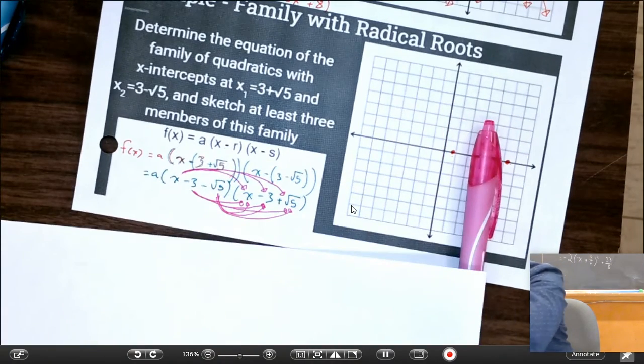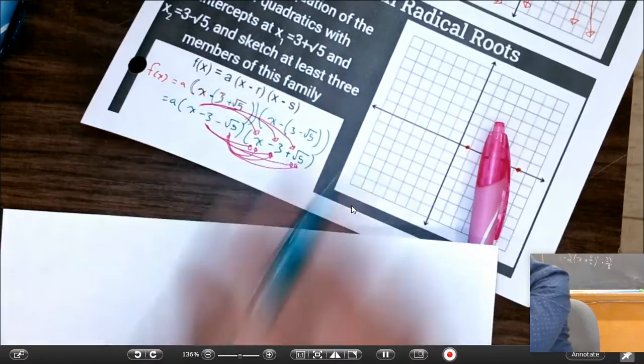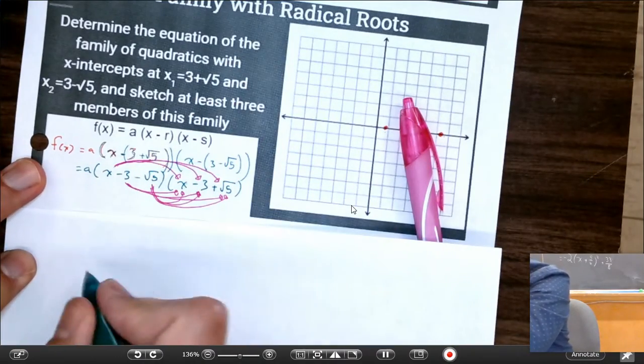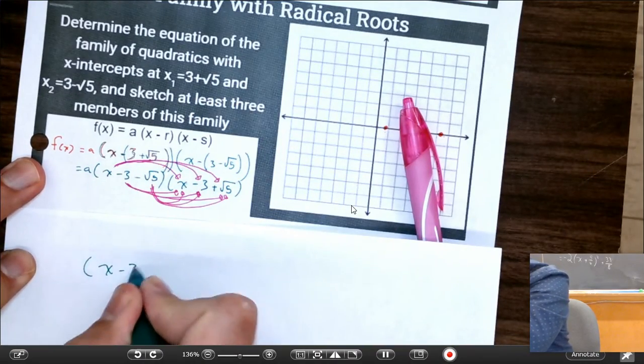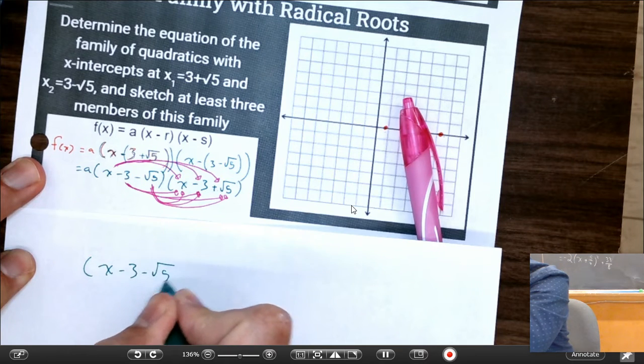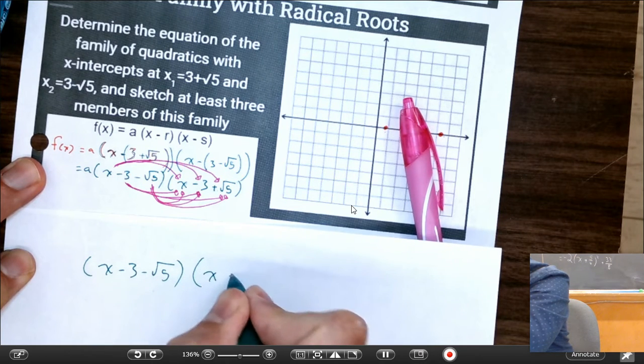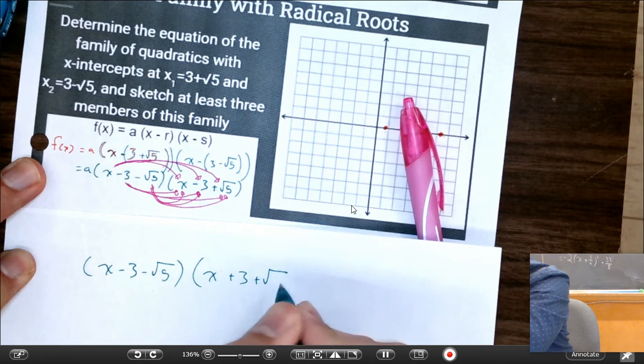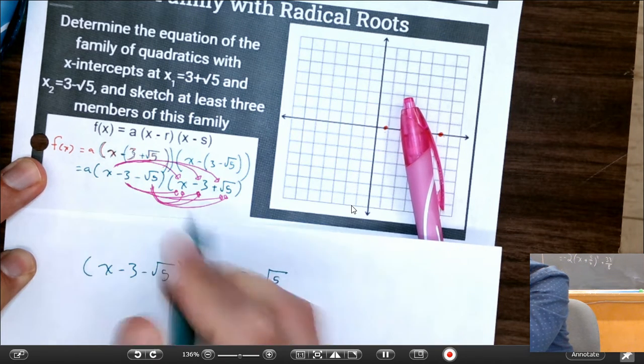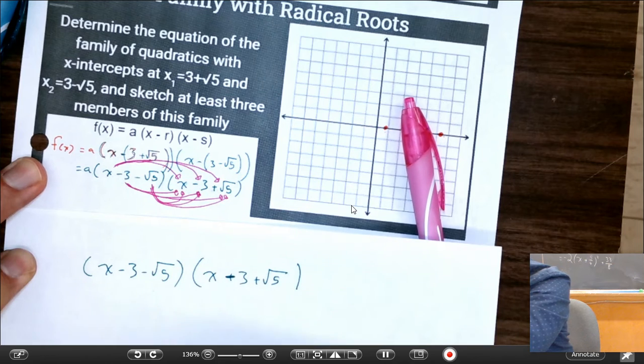Copy it out. Whoops. This is x minus 3 minus root 5 multiplied by x plus 3 plus root 5. Oops, so it's minus 3 plus root 5. Sorry, I've got to get those signs correct. I often make sign errors, and that's no good. So then let's work that out.